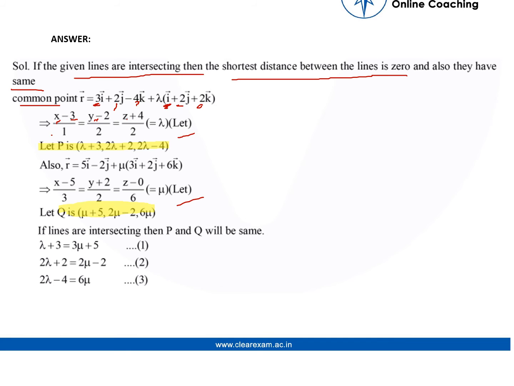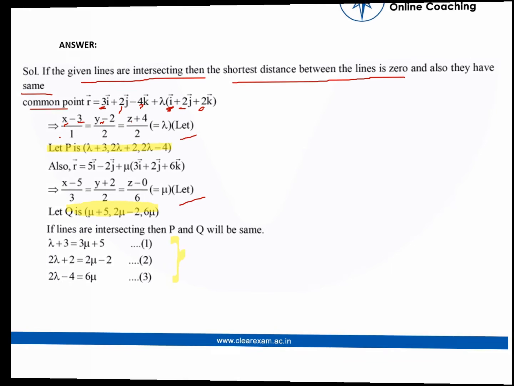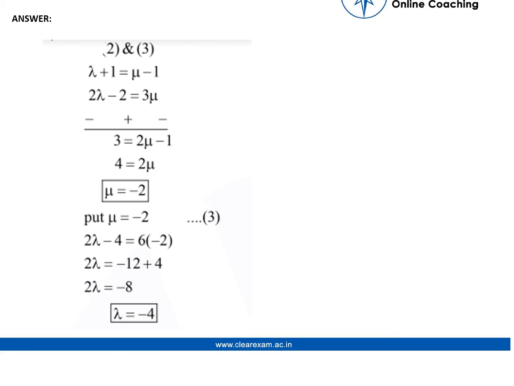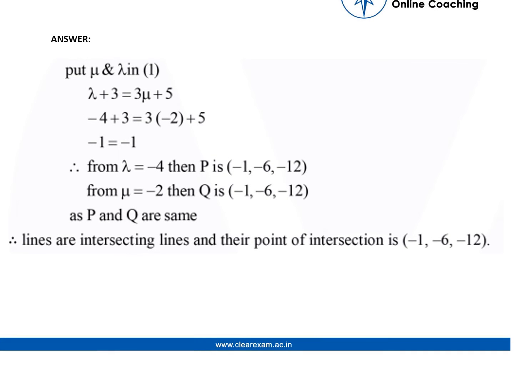If the lines are intersecting, then P and Q will be the same. So these three are the equations we can derive easily from these calculations. Using equations 2 and 3 that we have already found, we got mu equals minus 2, and after putting mu equals minus 2, we get lambda equals minus 4. After putting these values of mu and lambda in equation 1, we get LHS equals RHS.